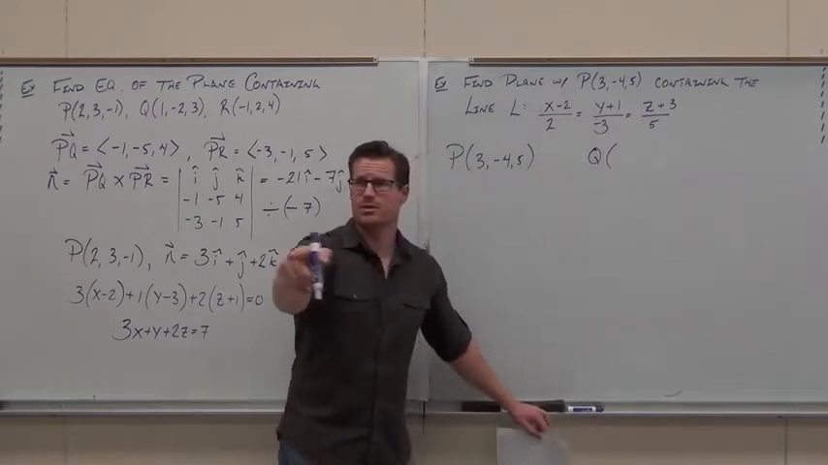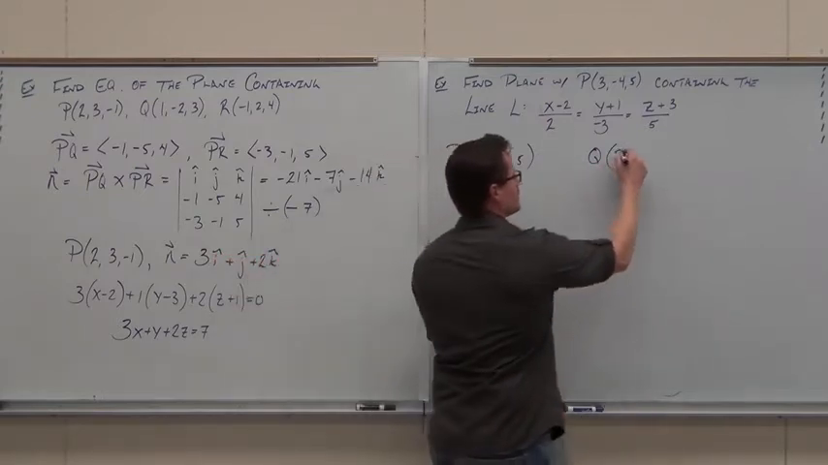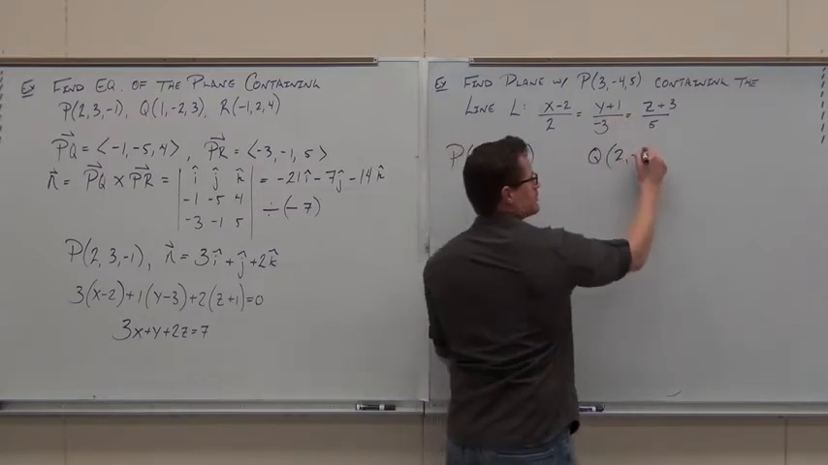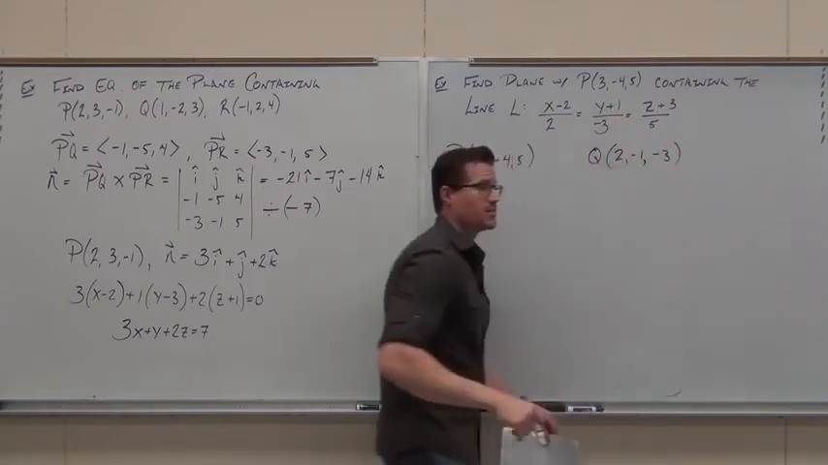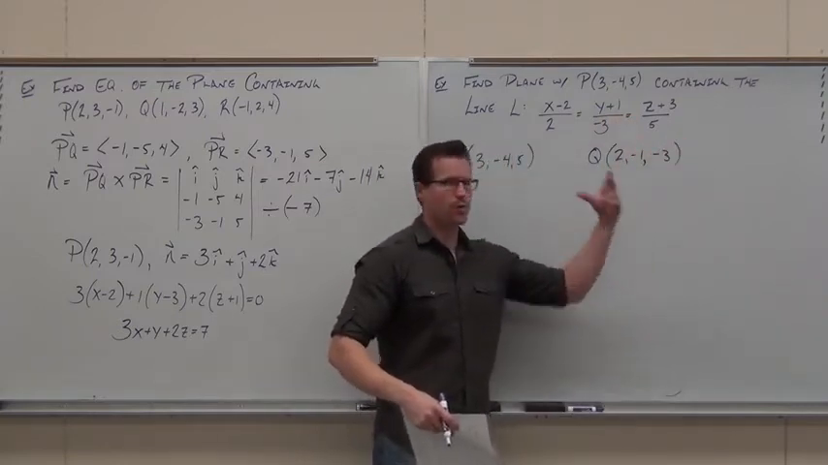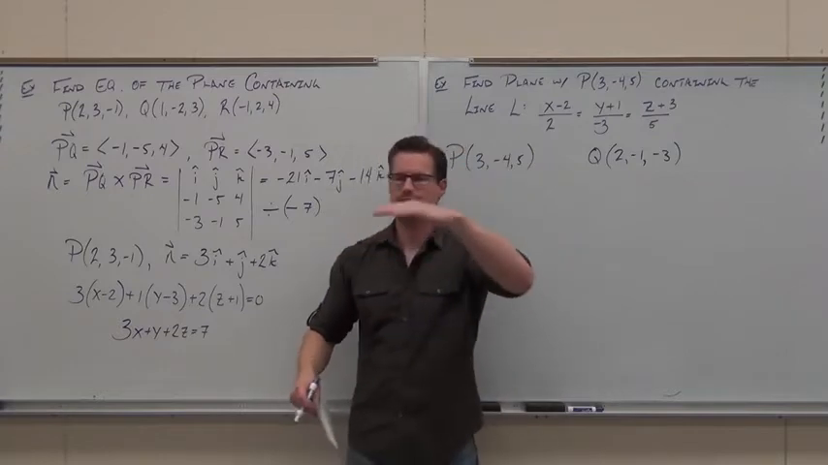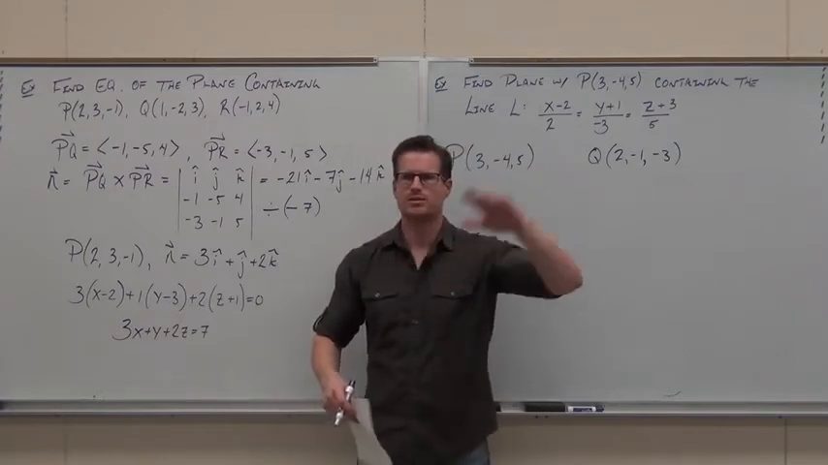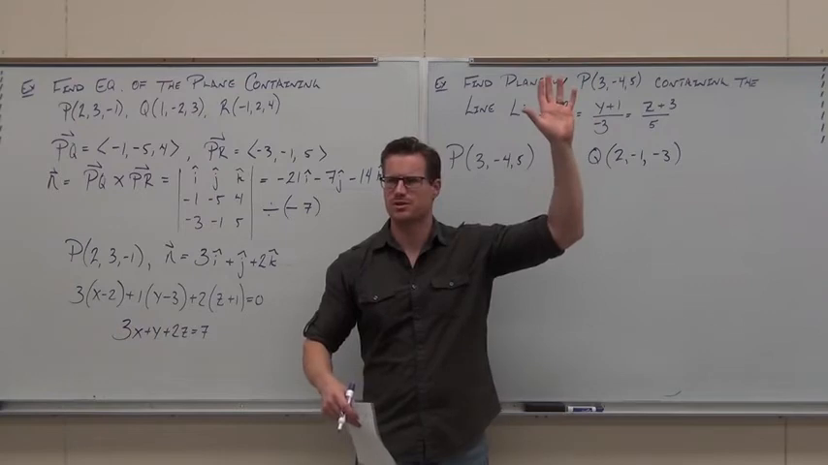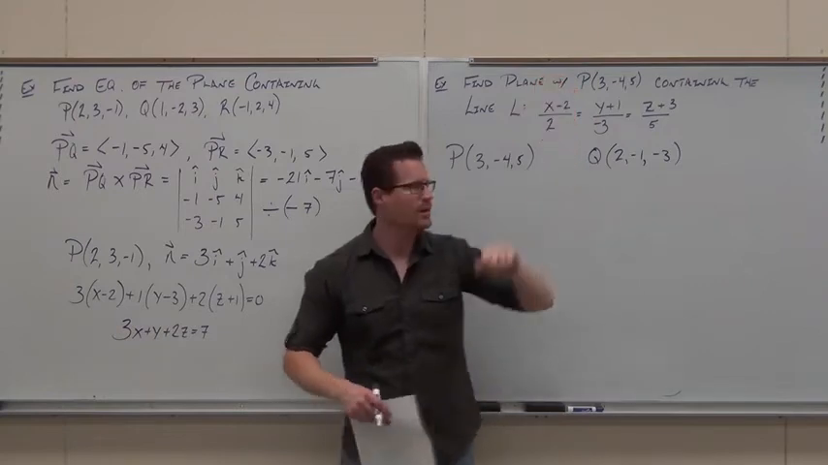2, -1, -3. I like the two. Do you see where the two's coming from? Yep. That's a point on the line. Therefore, it's also in the plane, because that line's got to be in the plane. So if you guys feel okay with that, that's a weird concept. I want to make sure you guys get it. You guys okay with that one?